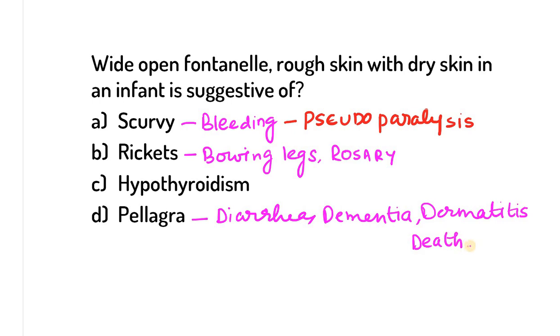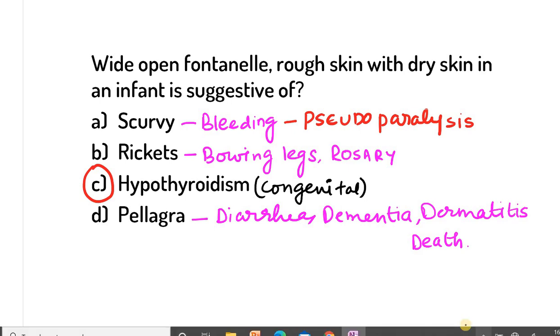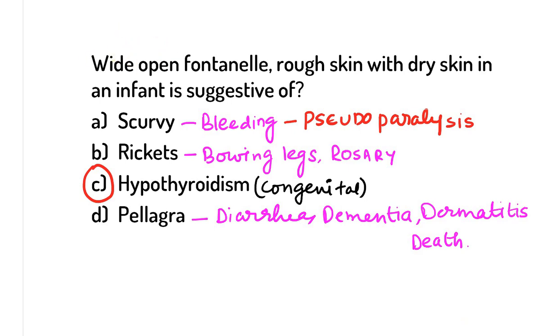So the answer for this question is going to be hypothyroidism. So what type of hypothyroidism am I talking about? It is not acquired hypothyroidism. I am talking about congenital hypothyroidism. You can see that in all cases of hypothyroidism, you are going to have dry skin. In a baby, you have wide open fontanelles. Not only wide open, there is also delayed closure. Delayed closure of the fontanelles also is a feature of hypothyroidism. Wide open and delayed closure.